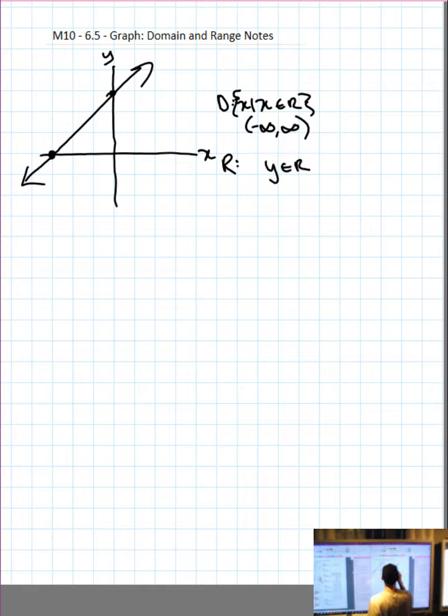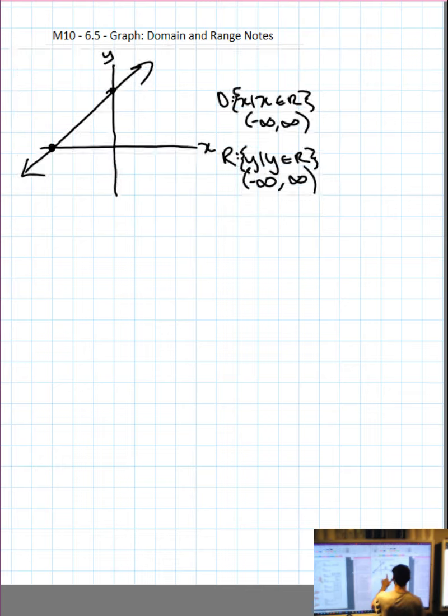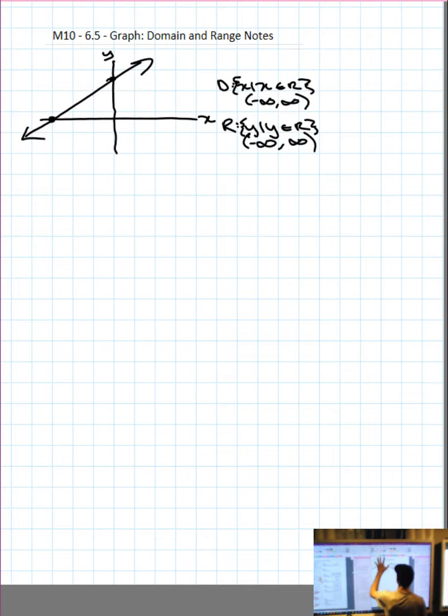So we can say y ∈ R. Because we were talking about y, we have to say y, vertical bar in front, and put curly braces around it. And the interval notation for that is exactly the same. So -infinity, infinity. Great. So domain and range for a line: x ∈ R and y ∈ R.